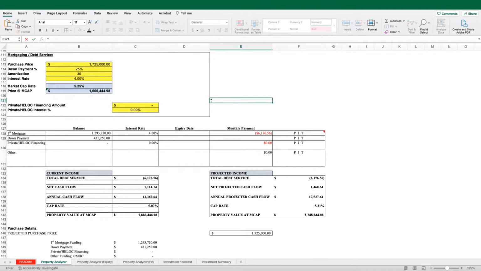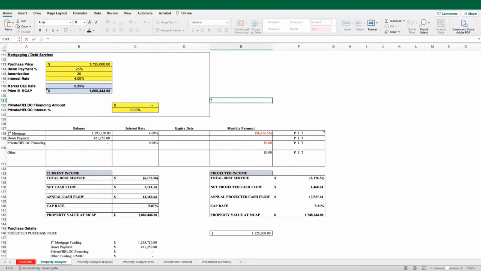I just put the interest rate at 4%. Again, we can play with the numbers to our heart's content. We're going to say we're going to put 25% down, amortize it over 30 years, and plugging this information in, off we go. Now, one of the things that we are seeing, and I hope you guys can see this, is on this one section, it is row number 118. You'll see we've determined that the market cap rate is 5.25%. So we've determined that that's the average market cap.